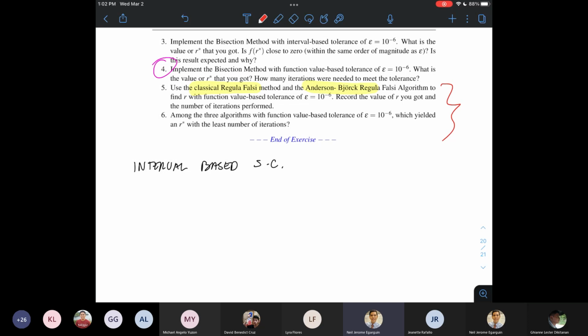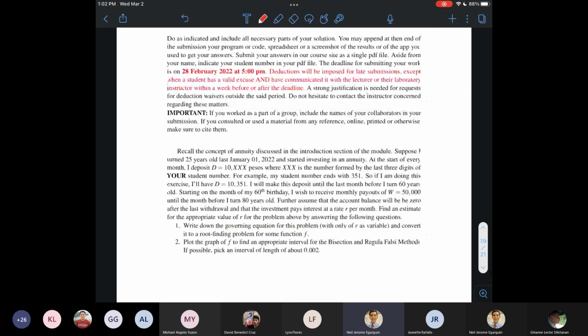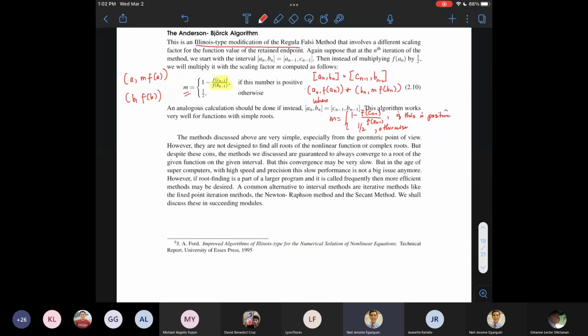All right? Dun sa item number 6, kailangan, dito pala sa 5 and 6, gagamitin nyo yung same interval na ginamit nyo sa bisection method. Okay? Kahit may comments kami dun sa interval nyo sa bisection method, yun pa rin yung gamitin nyo para sa Regula Falsi at saka sa Anderson-Bjork Regula Falsi. Okay? Kasi sa number 6, ipapa-compare namin yung tatlo. Okay? Kasi yung may mga function value-based tolerance na 10 to the minus 6. Gusto kong makita kung sino yung mas mabilis. And we have seen here na dapat pinakamabilis yung Anderson-Bjork. But we'll see what will happen. Okay?